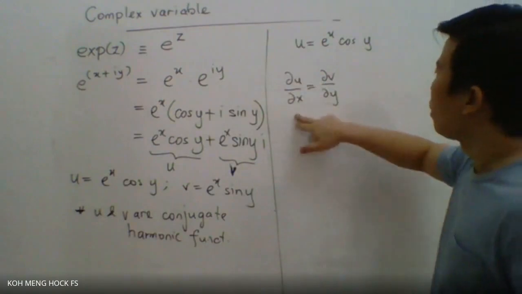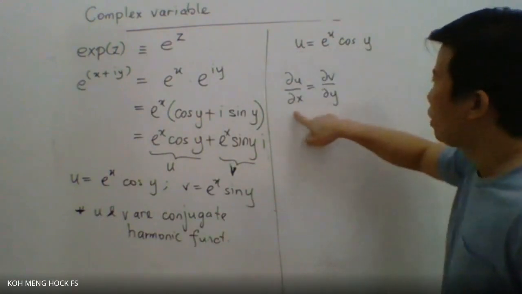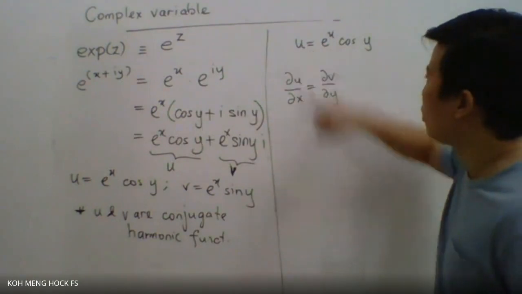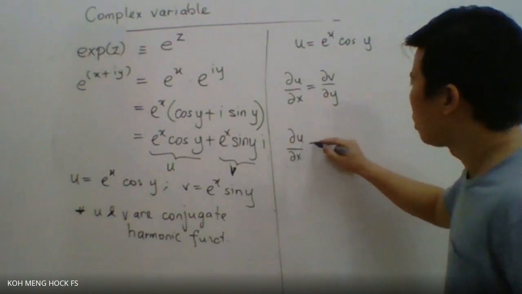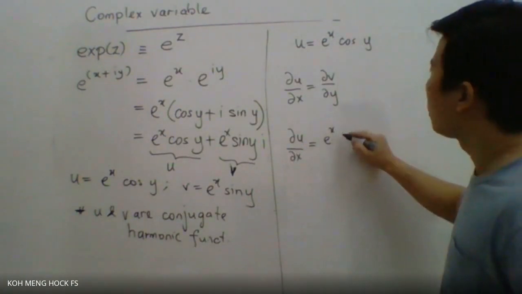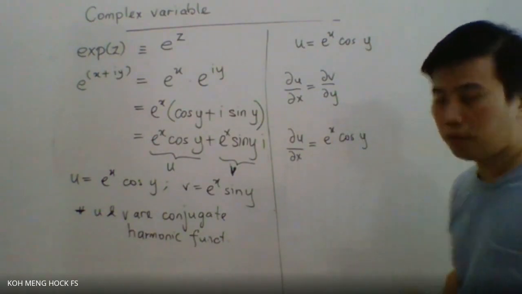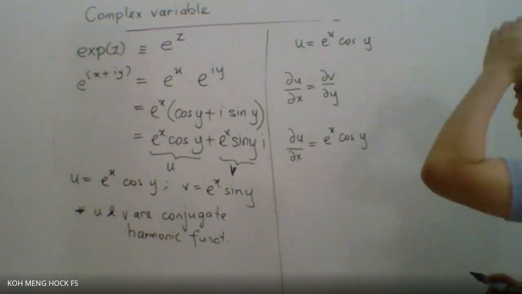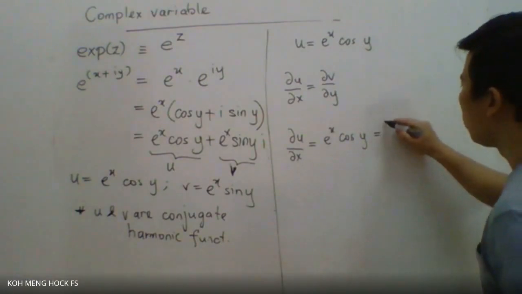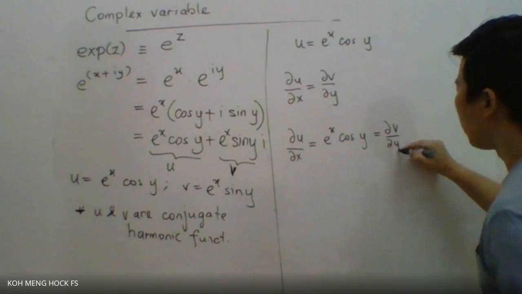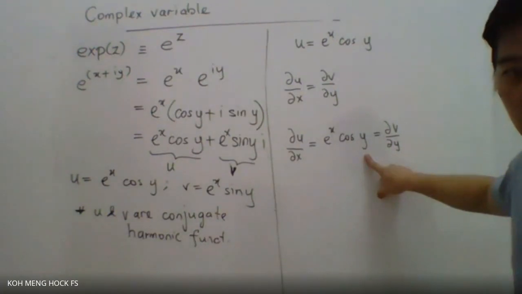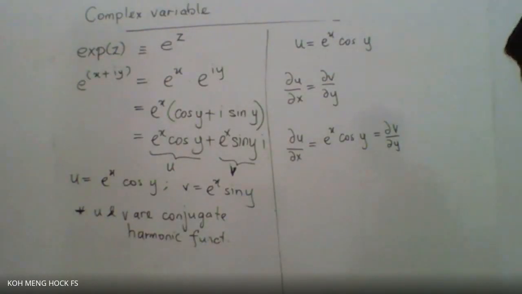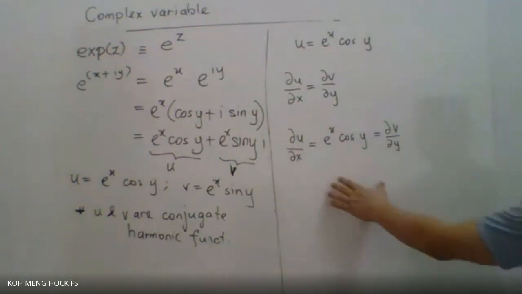Now you know the u, so you will take the partial derivative of this with respect to x. When you take the partial derivative, u_x, you are going to get e^x cos y, and this is going to be equal to the partial derivative of v with respect to y. Is everything correct so far? Yes? Correct. Okay, very good. I just want to check that you are with me, because after this you will see it's a little bit complicated.